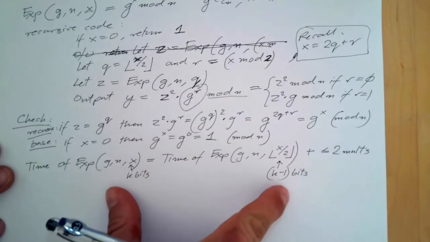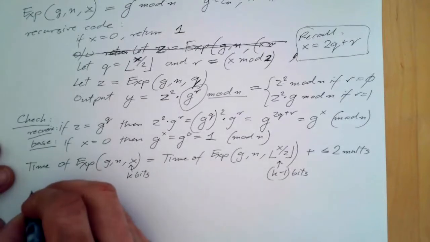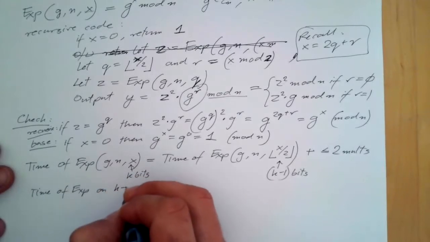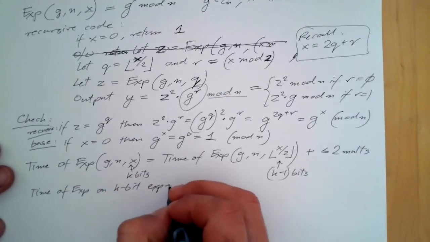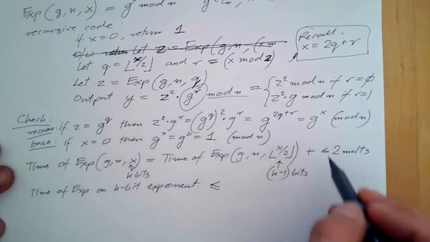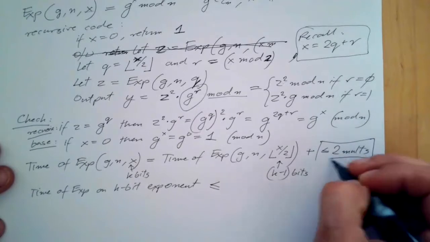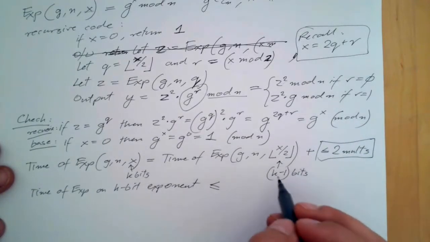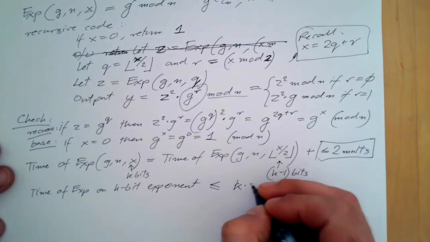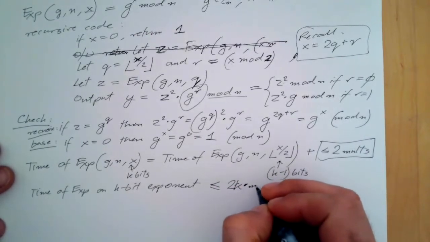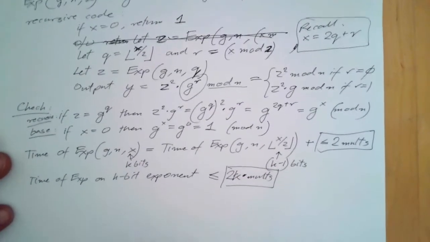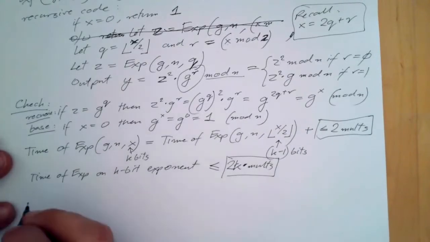So the time of the algorithm on a k-bit exponent is upper bounded by this: every time you do the recursion, you have 2 multiplications and you reduce the size of the exponent by a bit. So if you start with a k-bit exponent, it's k times 2, that is 2k multiplications.